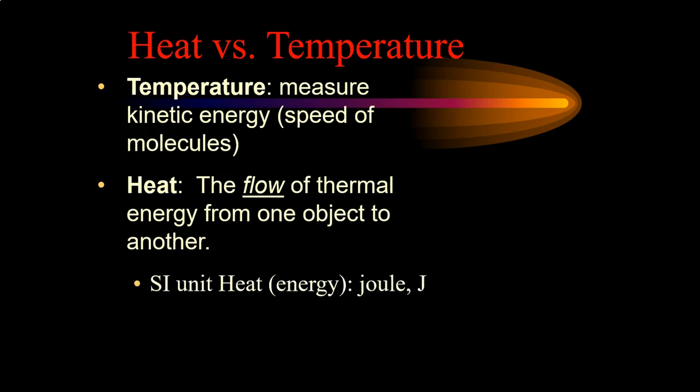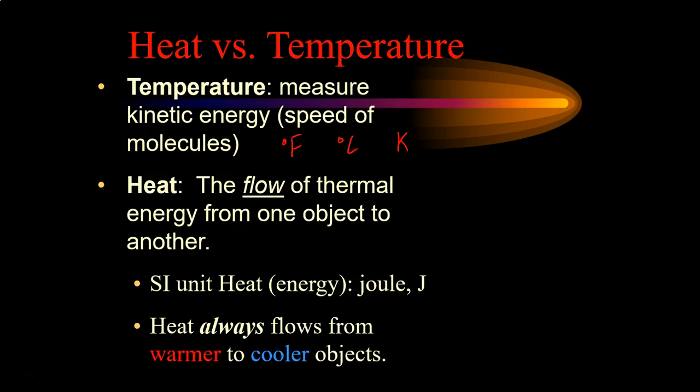Whenever we look at heat, the unit is going to be a joule. Whenever we look at temperature, we can do it in degree Fahrenheit, degree Celsius, or in chemistry, we'll see it a little bit this unit, more so in our gas unit, we can measure it in Kelvin as well. And then finally, heat is always going to flow from the warmer object to the colder object. So it always goes from hot to cold. It'll never go from cold to hot.